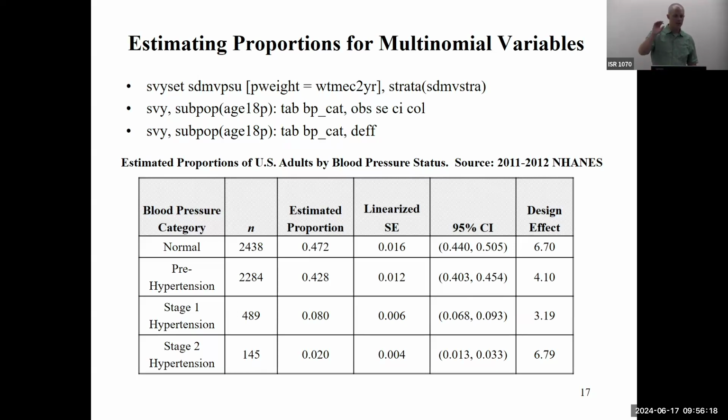And then we're asking for 4 options in the first tab command. The observed count, OBS, will show you the unweighted count in each of those cells. So that's where you would get the sample size that you want to report for this kind of analysis. That's going to give you the unweighted sample sizes, OBS. Then you get your linearized standard errors by default. You get your logit confidence intervals, because that's the default confidence interval construction technique that SVY tab is using.